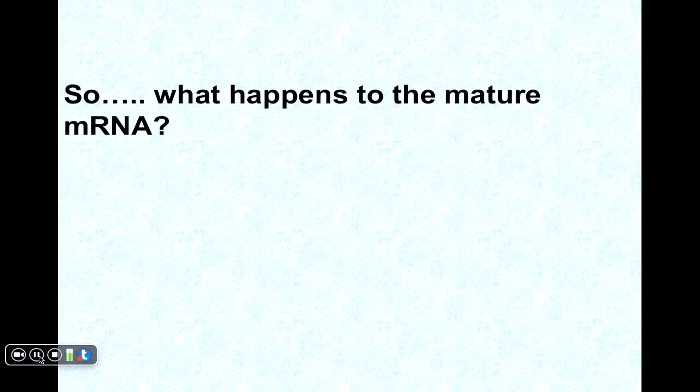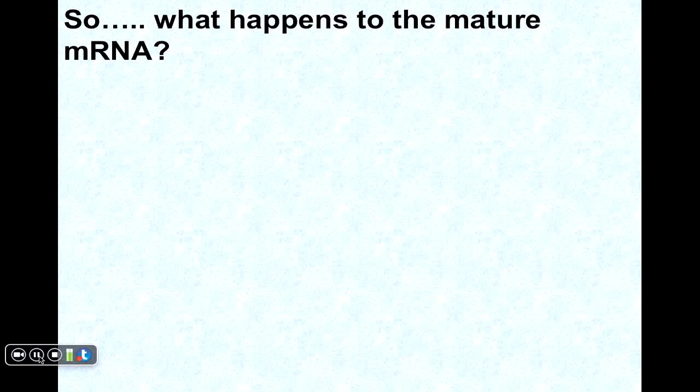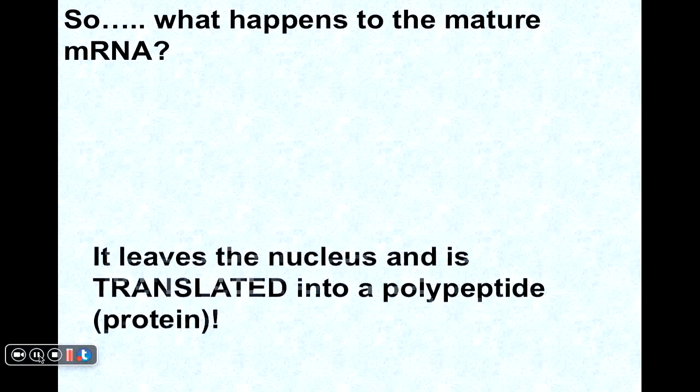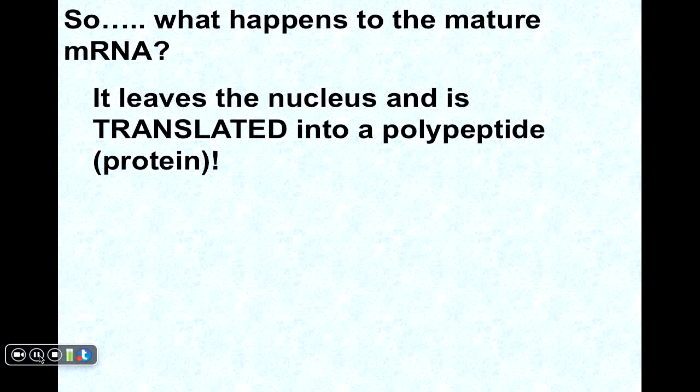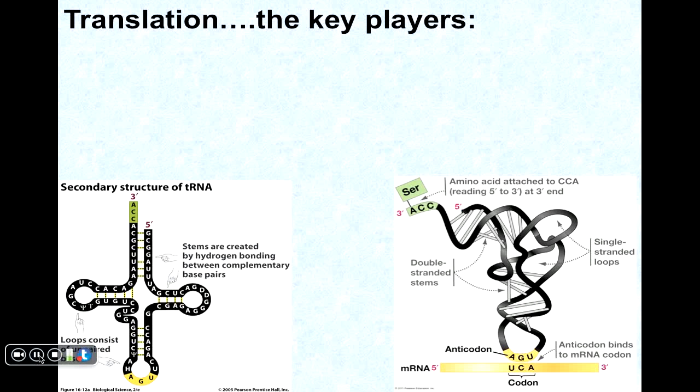So after all this processing of this messenger RNA takes place, then what happens? Now we have a mature messenger RNA that's essentially ready to be used for translation. So the mature messenger RNA now leaves the nucleus and is ready to be translated into a polypeptide, or essentially into a protein. So translation, this next major phase of the central dogma of molecular biology, let's talk briefly about some of the key players involved in translation.